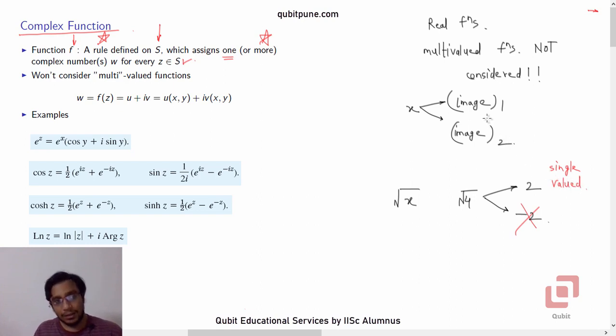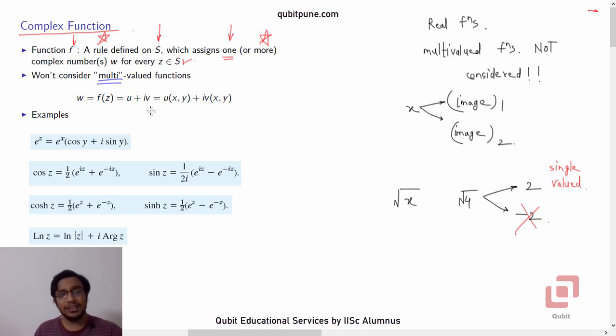Okay, so in complex functions we kind of remove that restriction of functions being single valued, and we say that a function f is a rule defined on any set S, which may assign a single complex number or multiple complex numbers w for every point z in that particular set. So naturally S is going to be the domain of this particular function. Again, although I explained what multi-valued functions might be, we will not be considering them as far as our calculus problems are concerned.